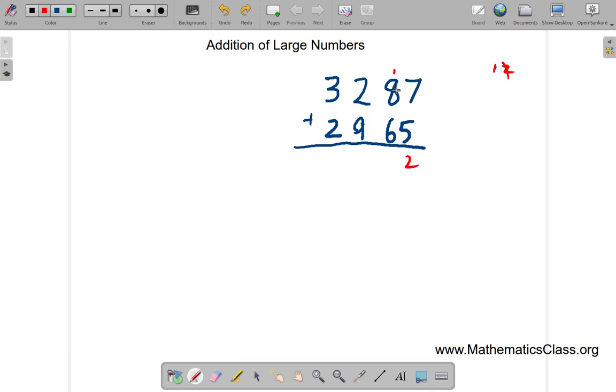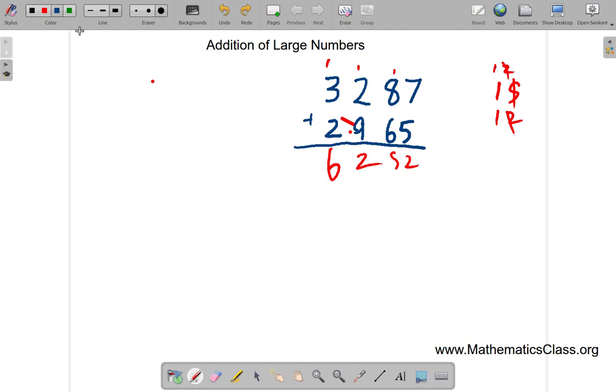And you say 6 and 8 is what? 14 plus the 1, 15. Bring down the 5. Carry this one over here. 9, 10, 11, and then 12. Bring down the 2. Carry this one over here. To 1, 3, 5. And 1, 6. And you get 6,252. Right? Something like that.